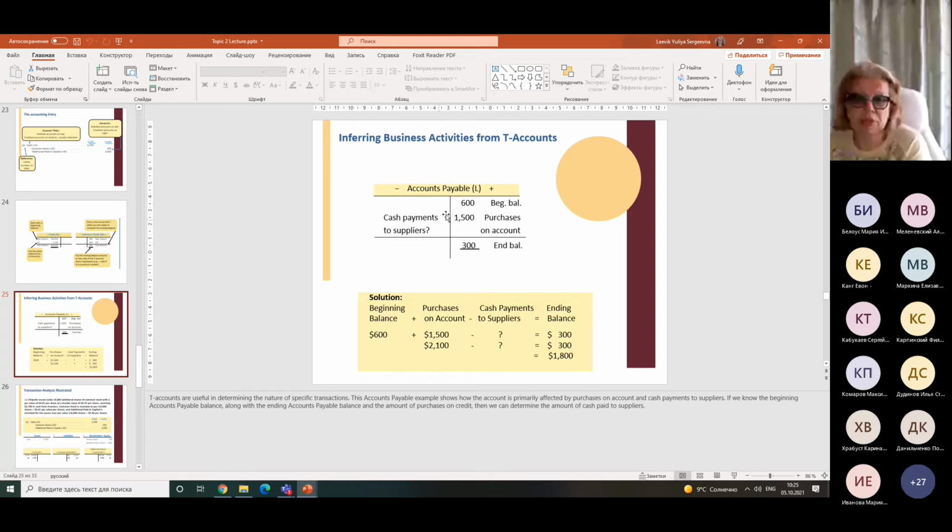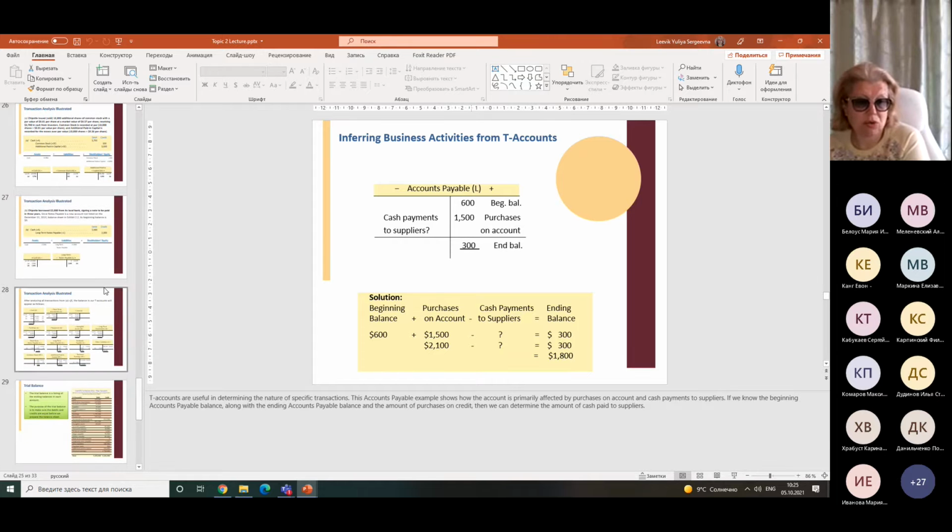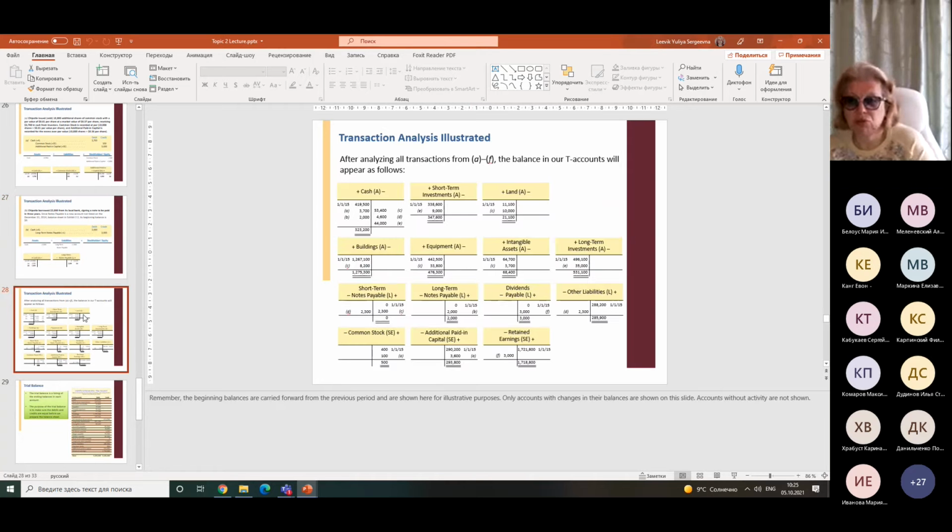So you can see the format. For example, we have accounts payable beginning 600. The company had purchases on account, and the question is what is amount cash payments to suppliers, and we have ending balance. In order to compute, we provide these simple computations, and finally we get the answer that cash payments to suppliers is 1,800. So, well, this is all about T accounts. I recommend you to look through these T accounts because you find in your test number 1 questions concerning the structure of accounts and to compute ending balance.